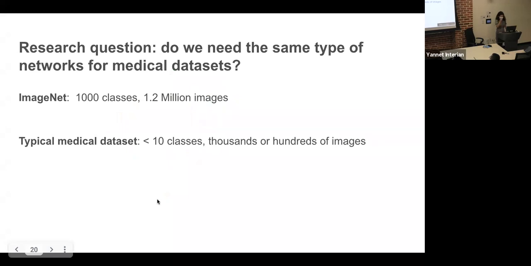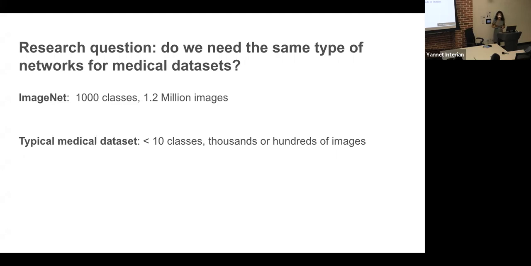Finally, the research question that we had was: do we need the same type of networks for medical data sets? What is the difference between ImageNet and your usual data set in medicine, or even in some other applications? The difference is that ImageNet has 1,000 classes. To differentiate this dog from this other type of dog, you need a lot of very sophisticated features. Now, if I have two classes, one with a tumor and another without a tumor, that's much simpler. So maybe I don't need these huge architectures. A typical medical data set may have maybe 10 classes, maybe two classes.